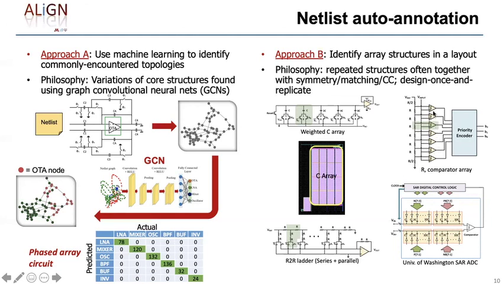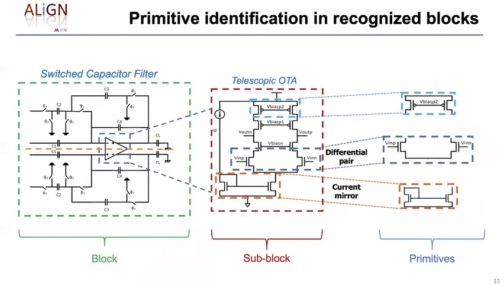For the flash converter here, you can see that the comparator and resistor is repeated several times over here. And that again is an indicator of regularity. The R2R ladder shown here is again repeated. So we can recognize that and replicate it and place it using the required symmetries. And similarly, for a SAR ADC, you can see that these blocks are repeated. So by doing this, we auto-annotate the circuit and create hierarchies.